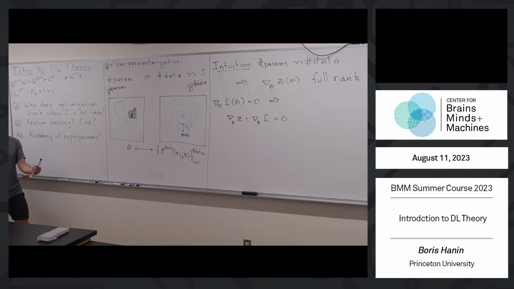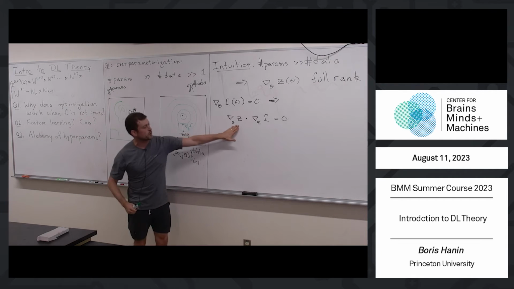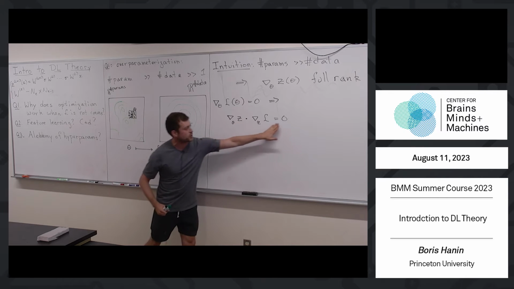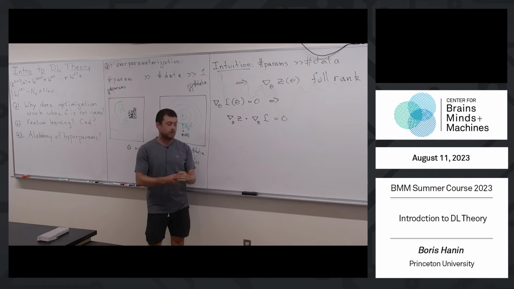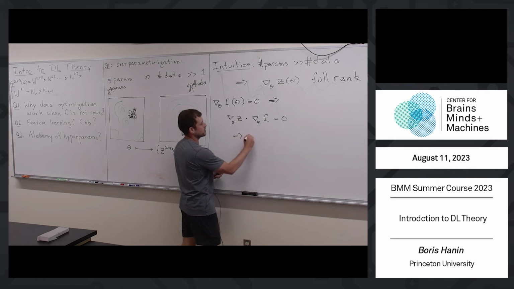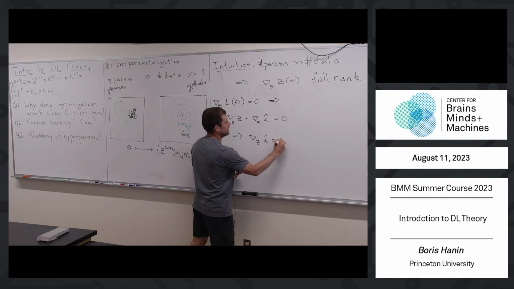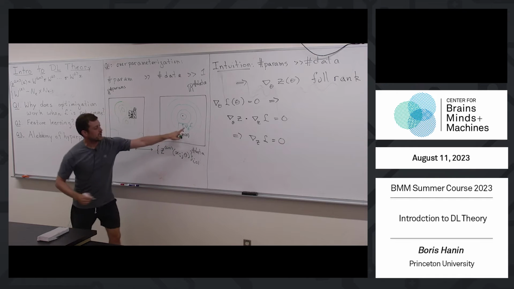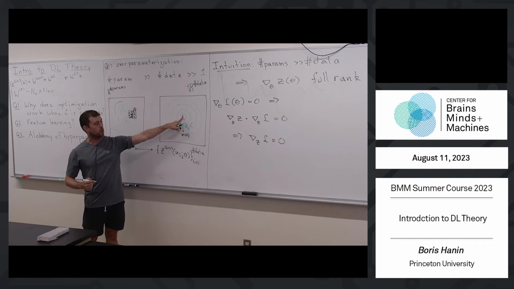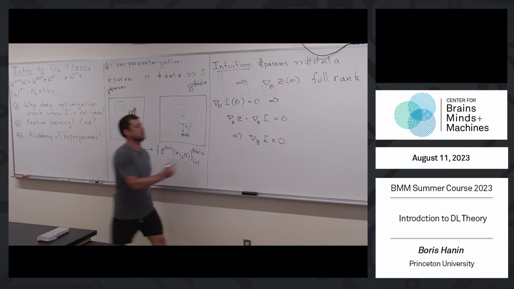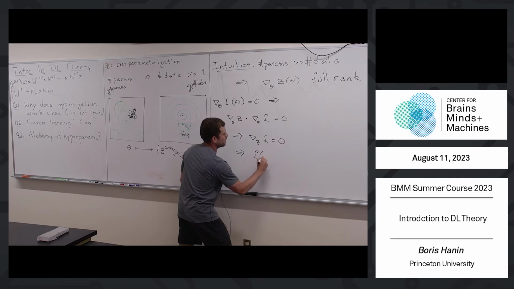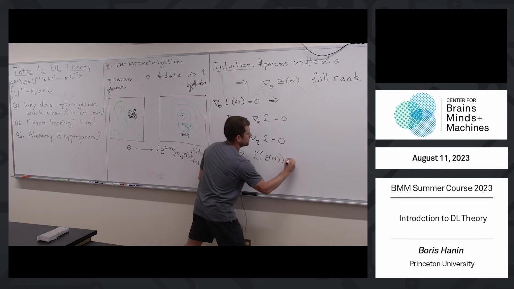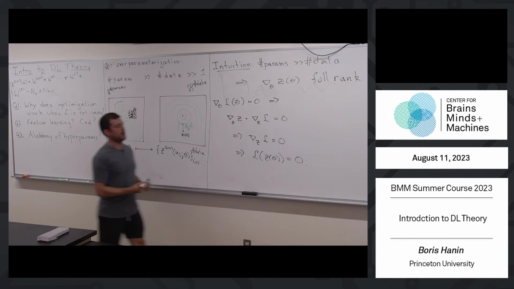And now I'm done. If this is a full rank map, if this is surjective, then the only way that this times a vector equals 0 is if this vector equals 0. So this implies that the gradient with respect to z of L is equal to 0. But L, as a function of the network outputs, only has one critical point, which is a global minimum because it's convex. That's the whole point. So therefore, L of z of theta is minimal, if I'm just thinking about mean squared error.